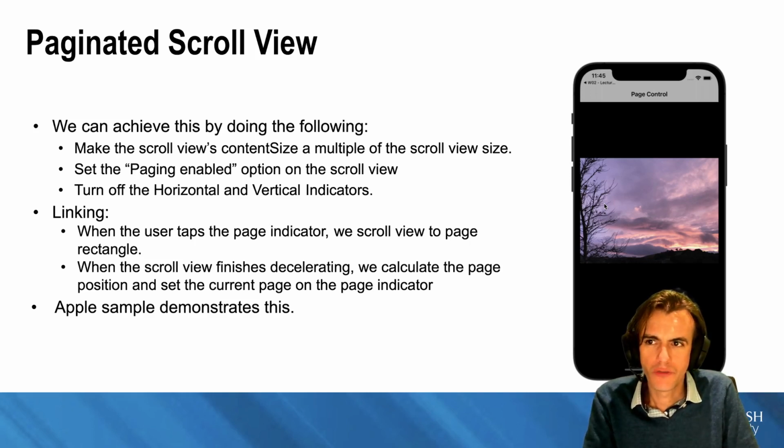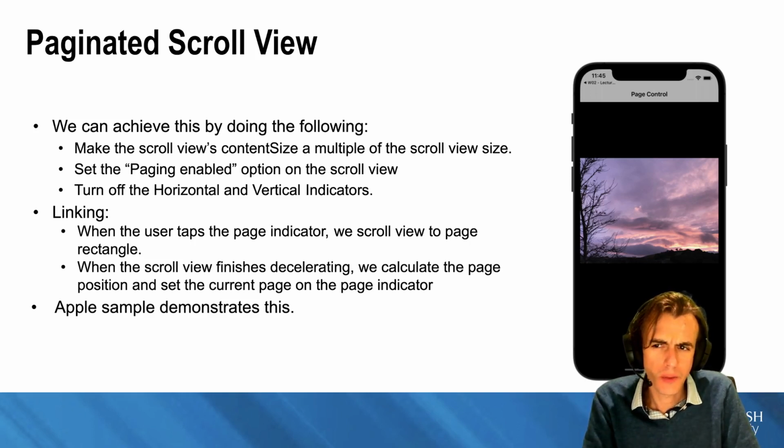So how can we achieve a paginated scroll view? Pretty easily. The steps to do it are: we create a scroll view as we've done before, but for this scroll view, usually a horizontal scrolling scroll view, we make the scroll view's content size an exact multiple of the scroll view size, and we also just turn on an option called paging enabled for that scroll view, and that's enough to make it understand that it's displaying pages and settle on the page boundaries.